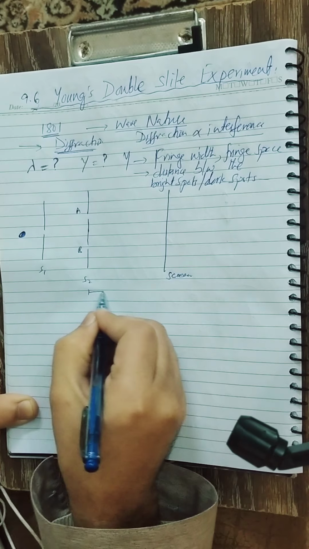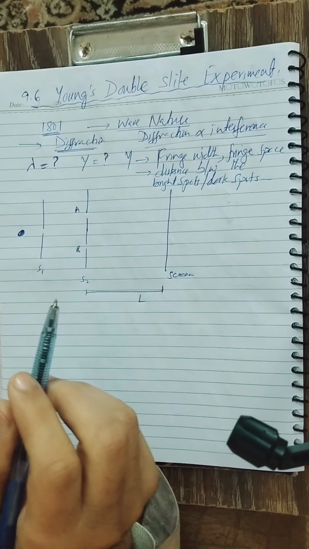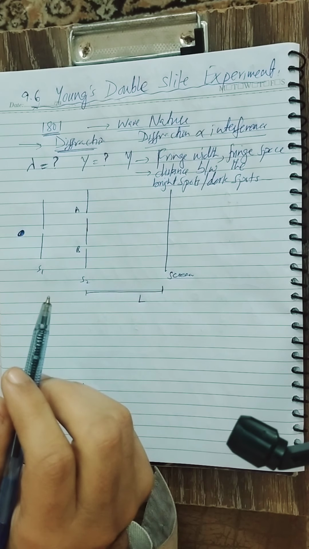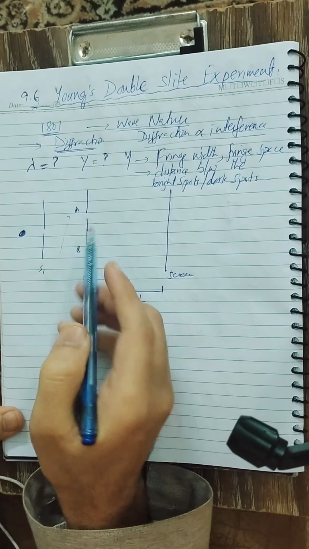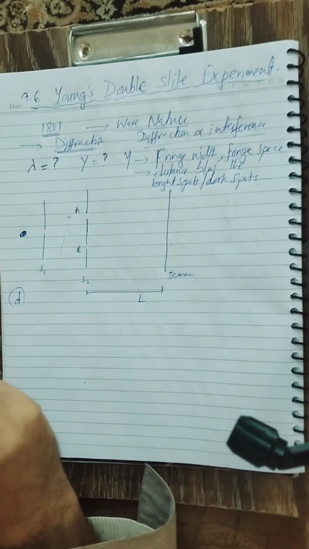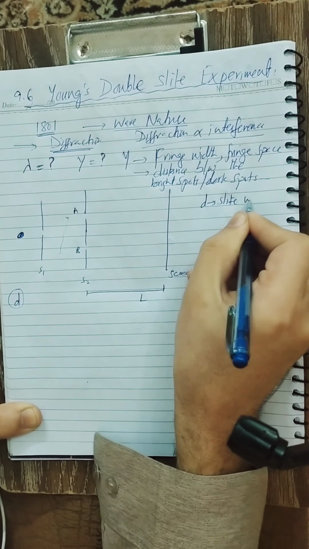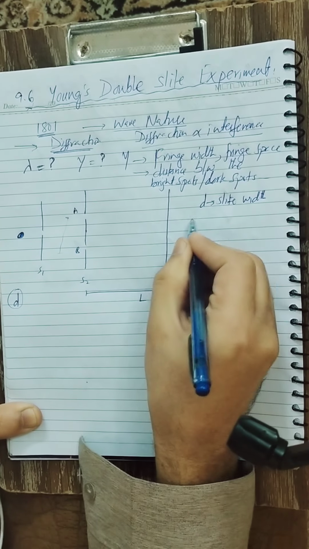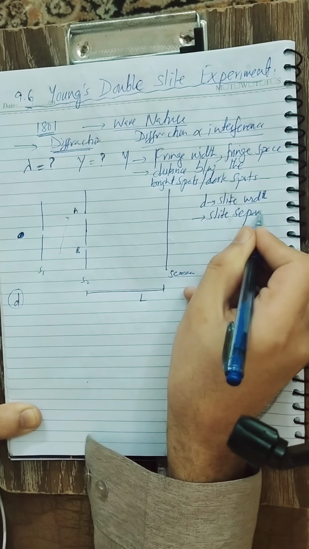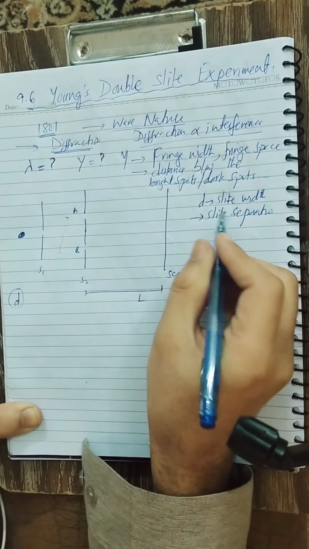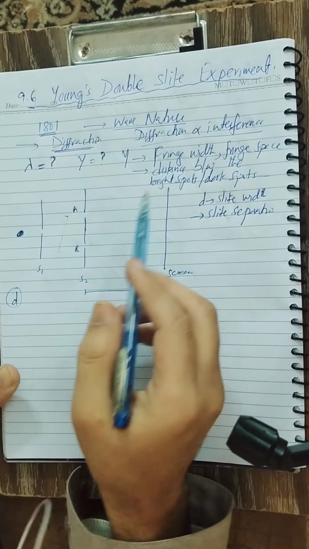The distance between the slit and the screen is called L. L is the distance between the slit and screen. These are the two openings A and B. The distance between opening A and opening B is called small d. Small d is called the slit width, or the slit separation, or slit spacing, or the distance between opening A and opening B.